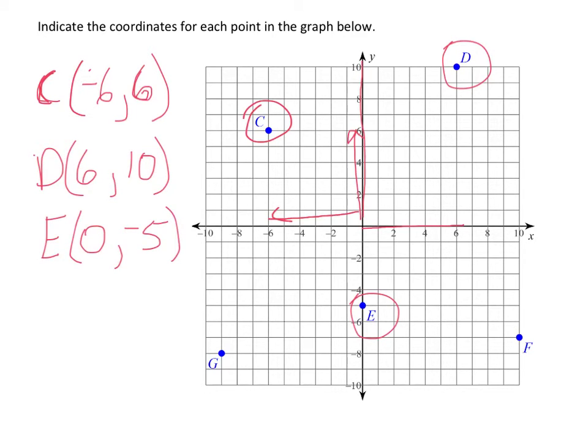Okay, it's your turn to practice really quickly. Try points F and G on your own, so pause the video. Alright, the solutions for this one are as follows.